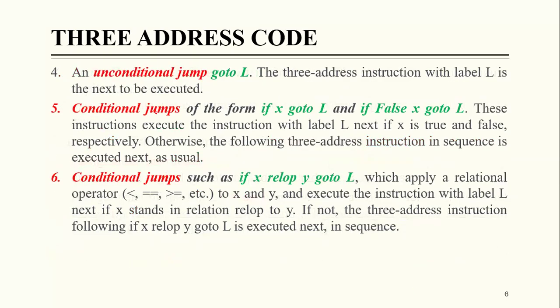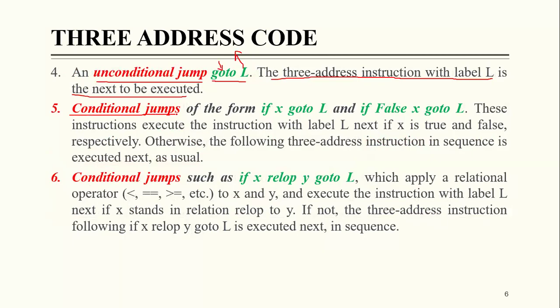The next type of instruction is unconditional jump. In an unconditional jump there is no condition; it directly goes to the label. For example, goto L, which means that when the compiler reads the goto statement, it directly goes to L without any condition. That's why it is called an unconditional jump. The three address instruction with label L is the next to be executed.